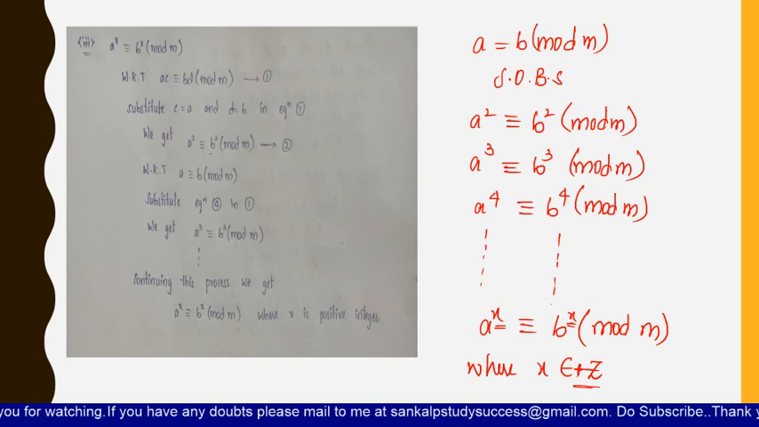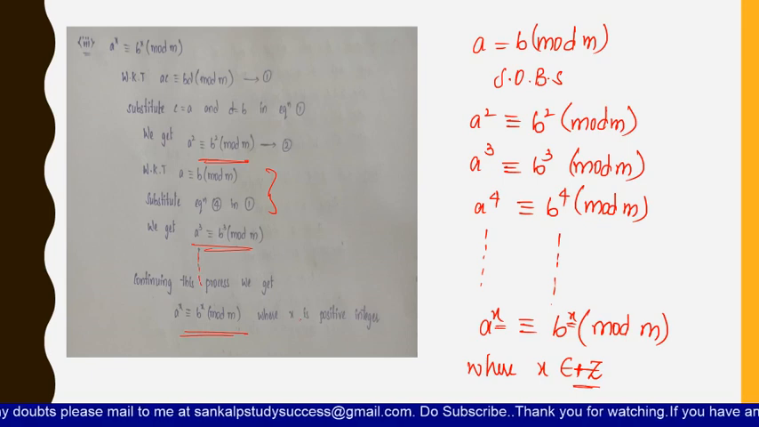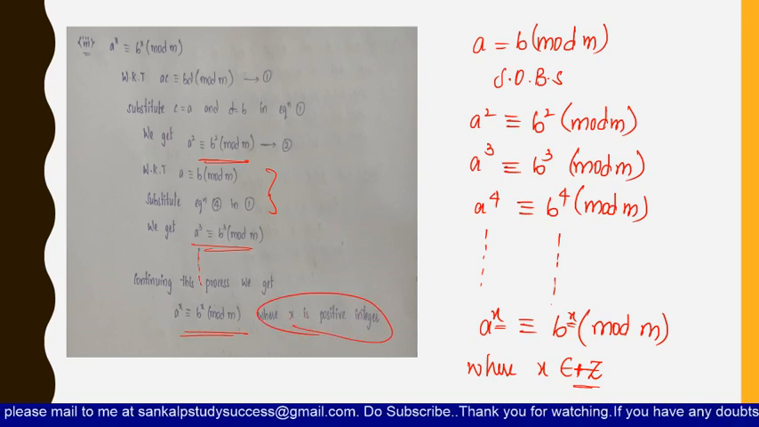See here, we are just squaring on both sides. Then again you take the next one, you will get a cube is congruent to b cube mod m. So if you continue this process, then you will get a power x is congruent to b power x mod m, where x is a positive integer. So this is the third proof. So we have these 3 proofs in our syllabus.